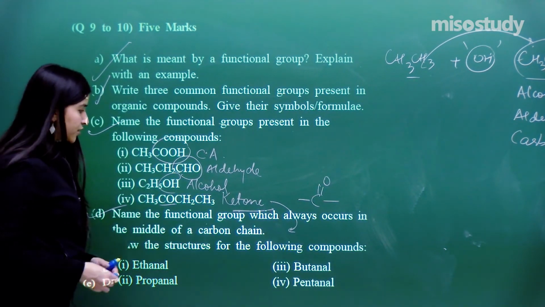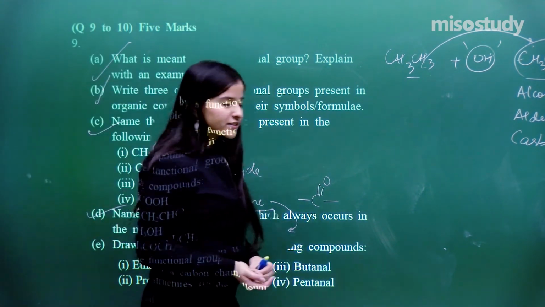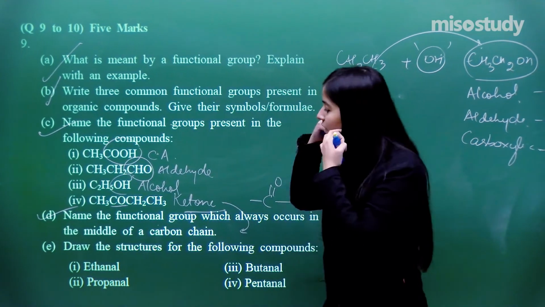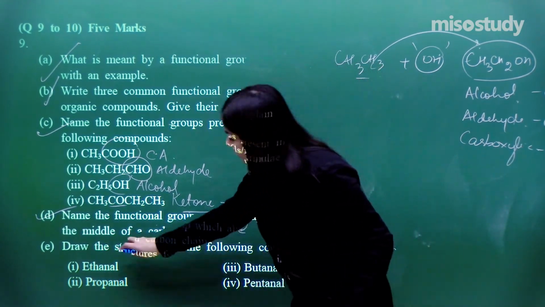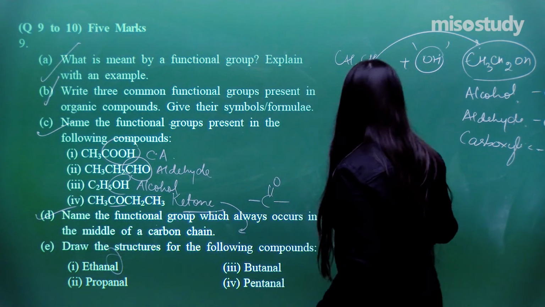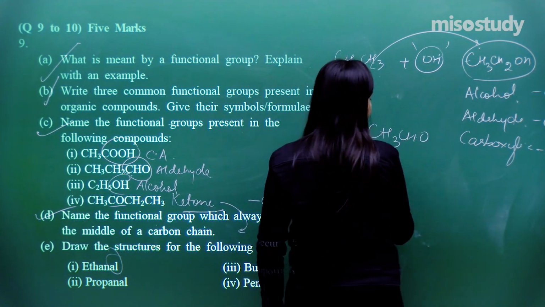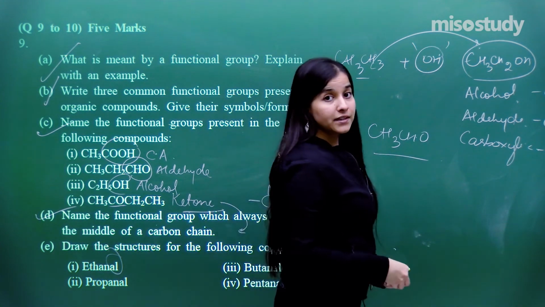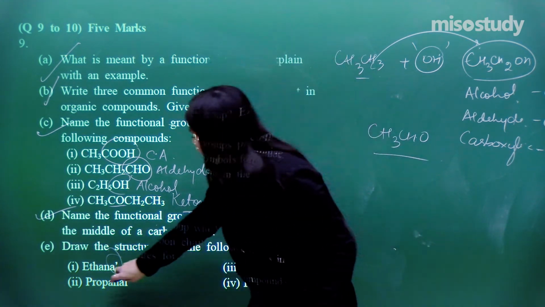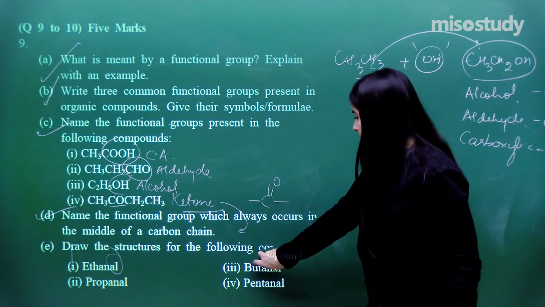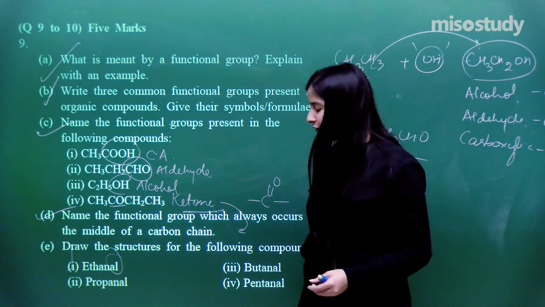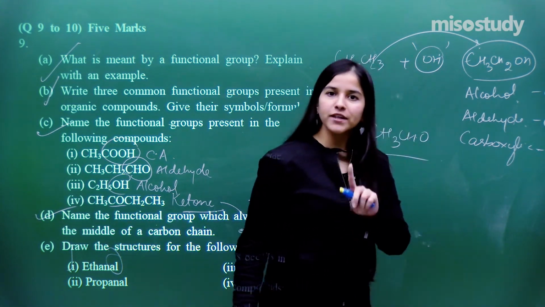Draw the structure for the following compounds. Now, this is going to be interesting. Ethanol, al means alcohol, eth means 2 carbons, a total of 2 here including the functional group. Butanol, having 4 in total including the functional group.